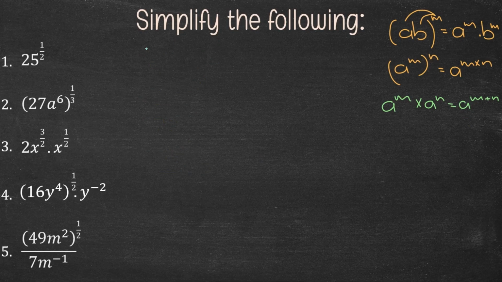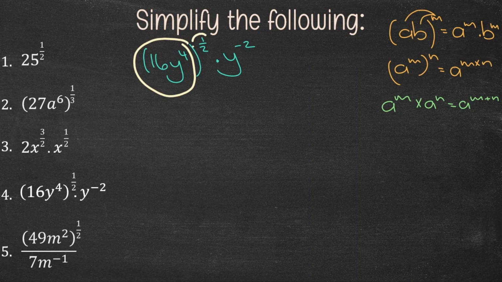Okay, example 4, we have 16y to the power of 4, all raised to the power of a half, multiplied by y to the power of negative 2. Okay, let's have a quick look at what we've got here. We've got this whole bracket that is raised to this exponent. And another thing that might be important at the end is this negative 2, because we're not allowed to have a negative exponent as an answer. So let's see how we're going to do this.